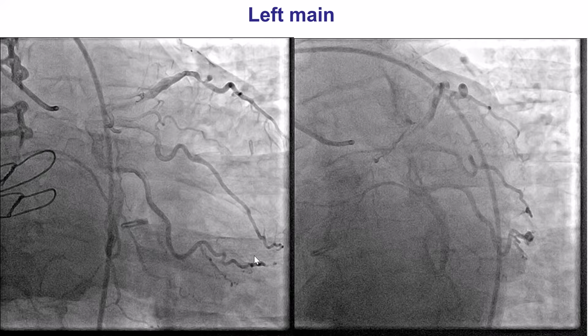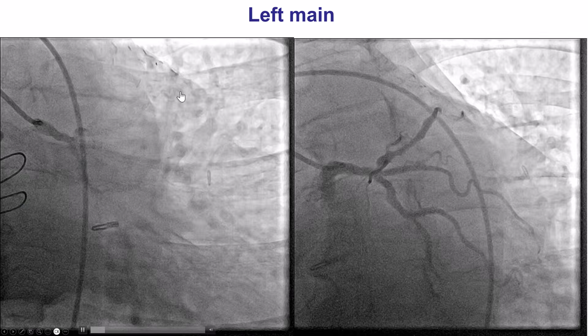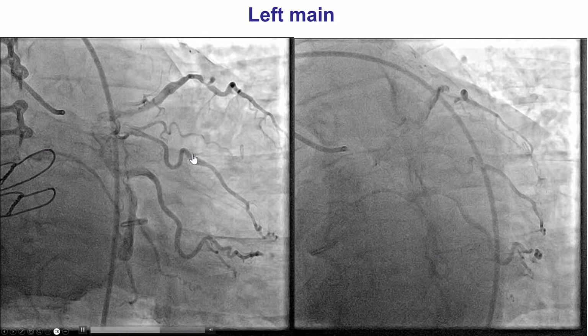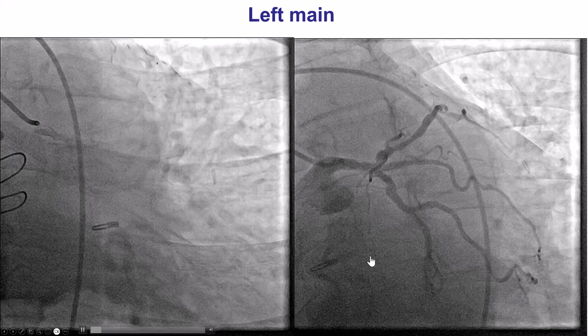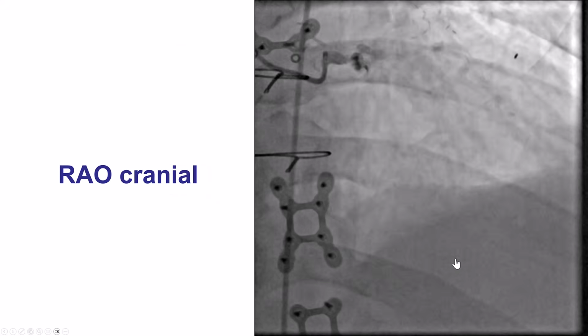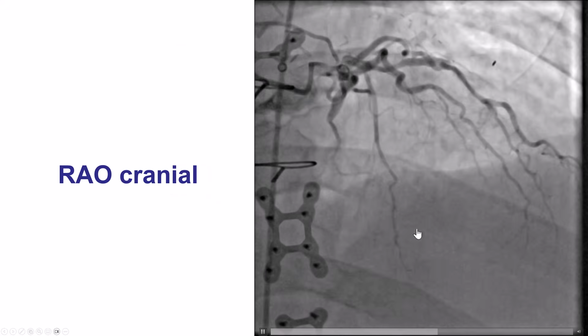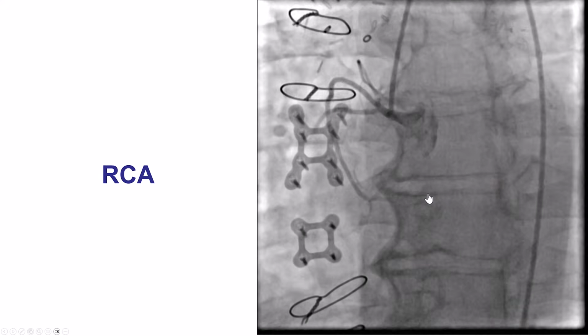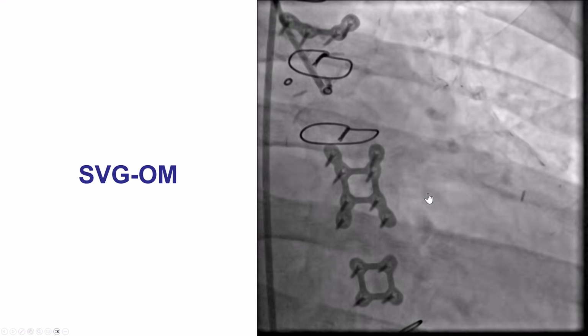And these are the pictures from the left main, showing that the LAD is occluded. There is a good flow in the obtuse marginals. Distally, the vessel seems to be chronically occluded. On the cranial shot, we don't see the LAD, but the LIMA was patent. The right coronary artery is non-dominant.